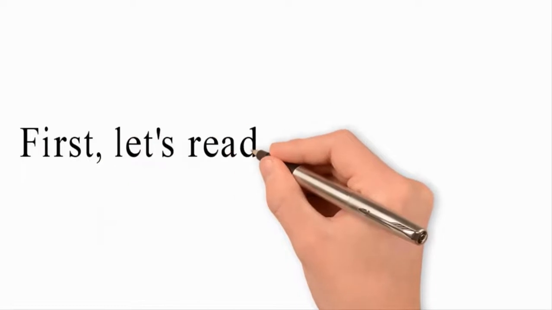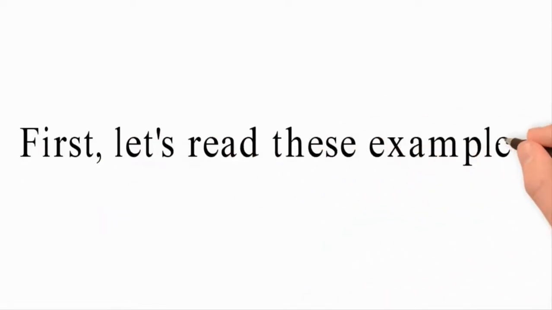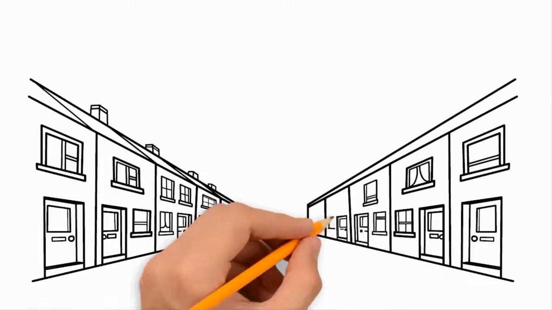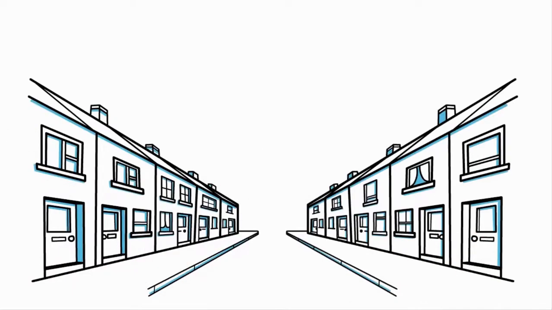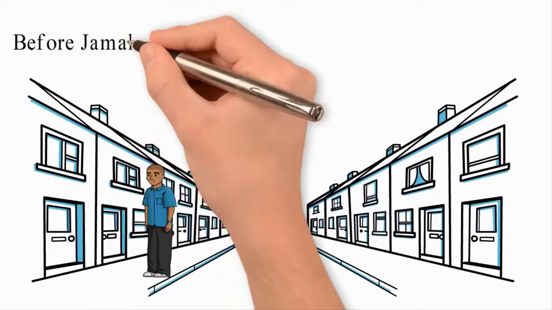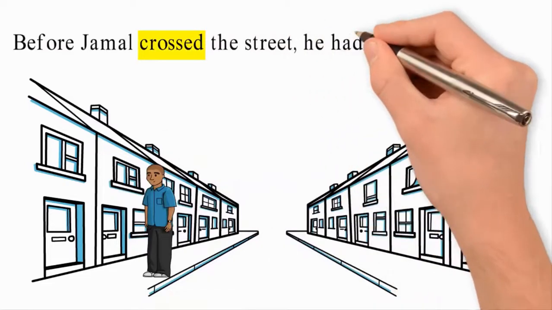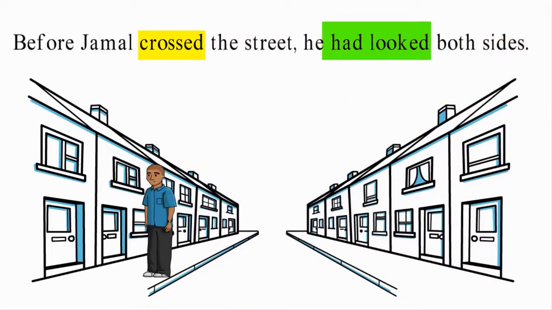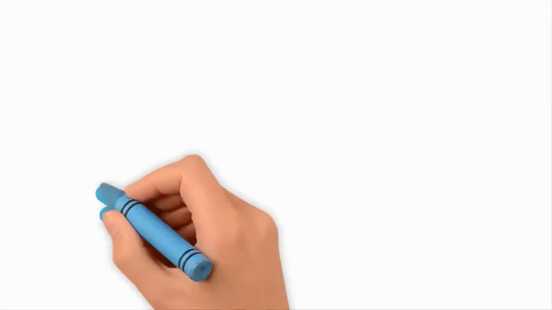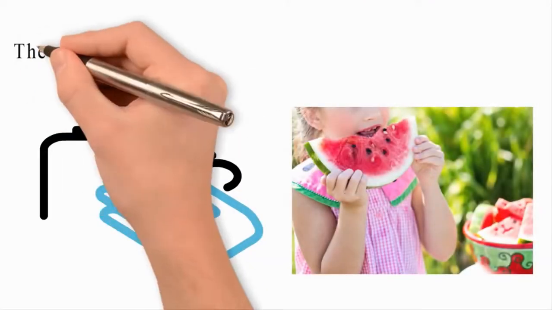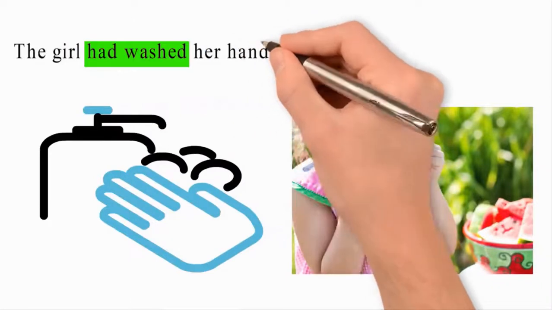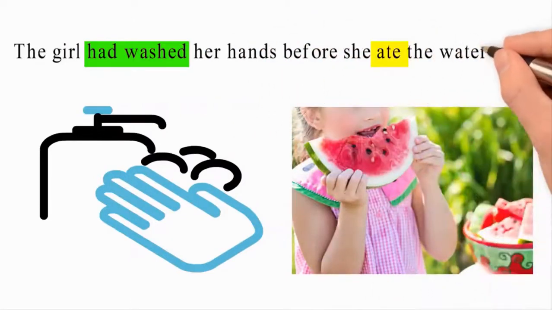First, let's read these examples. Example 1. Before Jamal crossed the street, he had looked both sides. Two. The girl had washed her hands before she ate the watermelon.